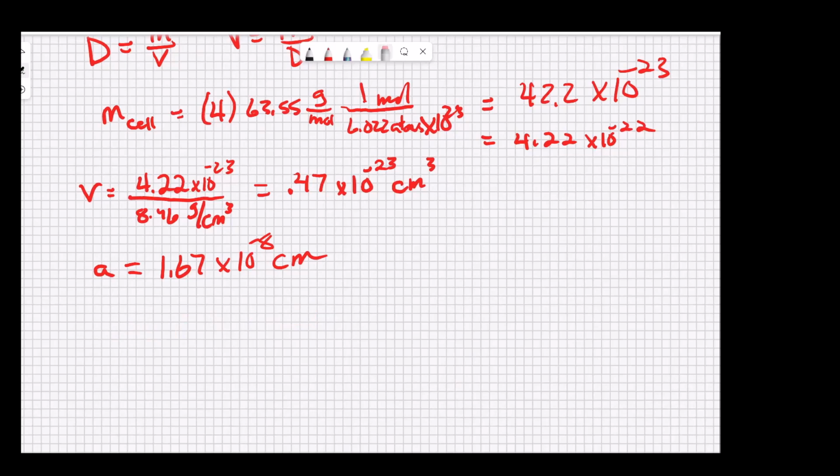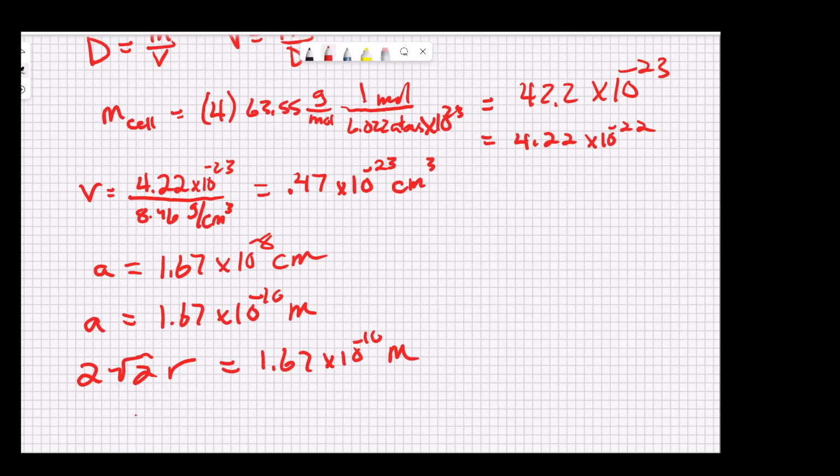Now, that's the same as 1.67 times 10 to the minus 10 meters. Do you agree with that? Because centi is 10 to the minus 2, right? Great. So now we know the relationship here. 2 root 2 r is equal to a. And so what is r?